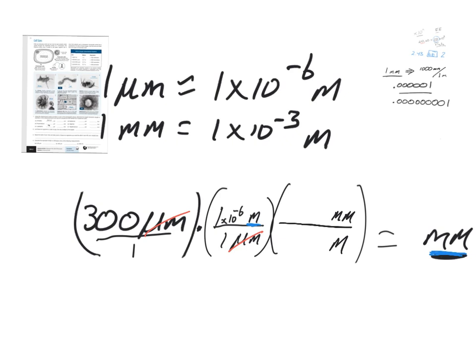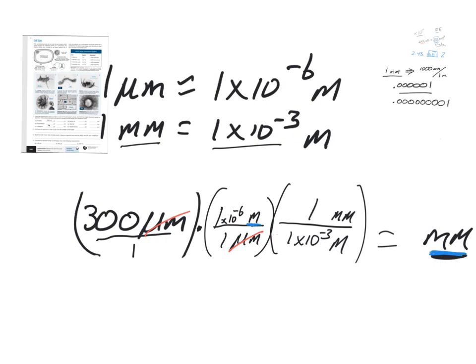Well, we have an equality. 1 millimeter equals 1 times 10 to the negative 3 meters. So we're going to divide by 1 times 10 to the negative 3 meters. And that's going to give us how many millimeters. So you just use your calculator and multiply 300 times 1 times 10 to the negative 6. Divide that by 1 times 10 to the negative 3. And you get how many millimeters. Now the great thing about scientific notation is that, especially if you know your exponent rules, you can do a lot of this calculation in your head.